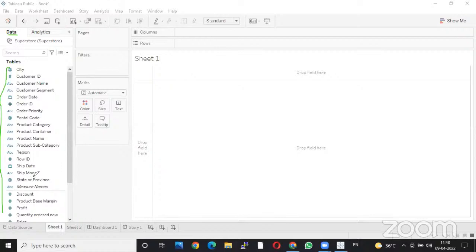Let me show you one more thing, how intelligent Tableau is. It has bifurcated the data on the basis of whether it is numerical data, string data, or geographical data. Here, City is geographical data, so it has given a globe sign. Customer ID is numerical data, so you can see the hash sign. Customer name is string data, so ABC appears. Order date has dates, so it gives a calendar icon. This is how it has bifurcated the data on the basis of data types, so you can easily understand what type of data it is.